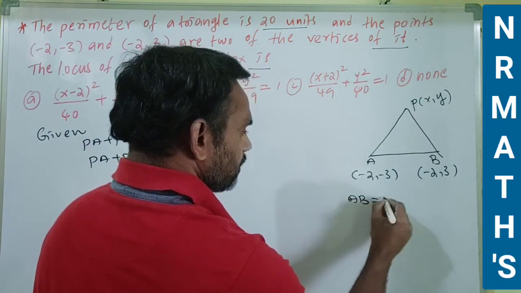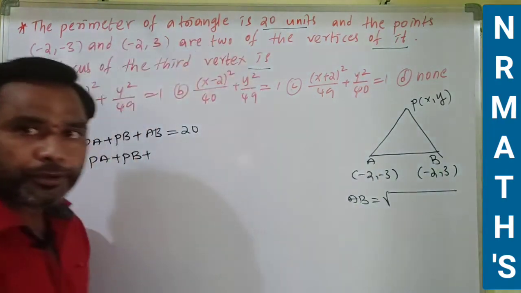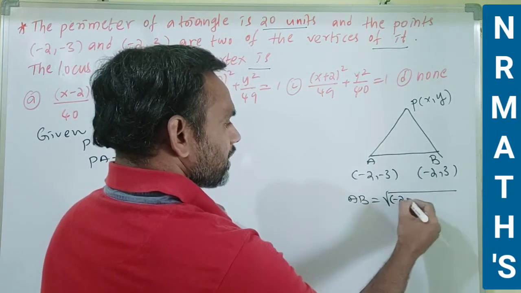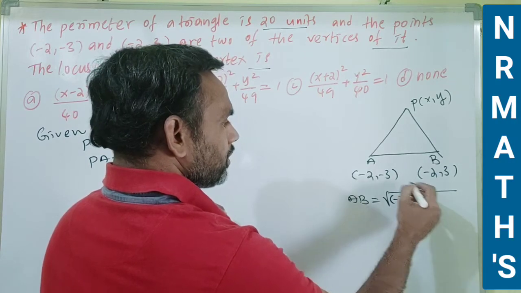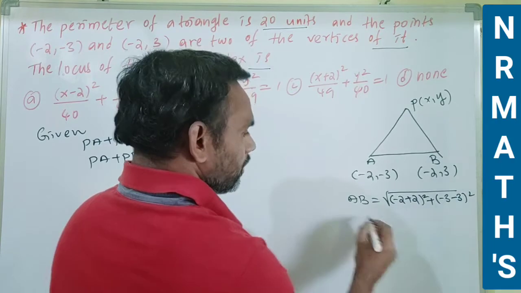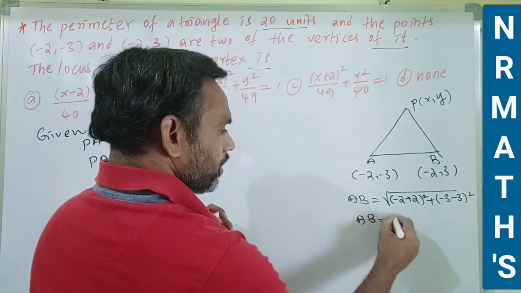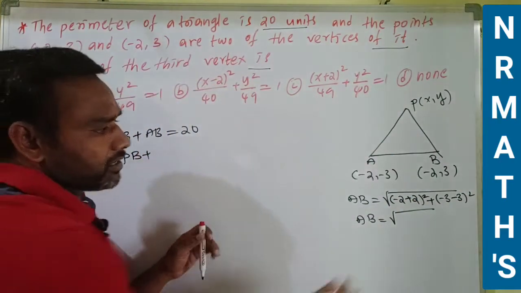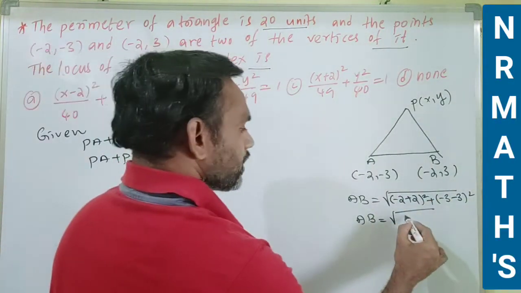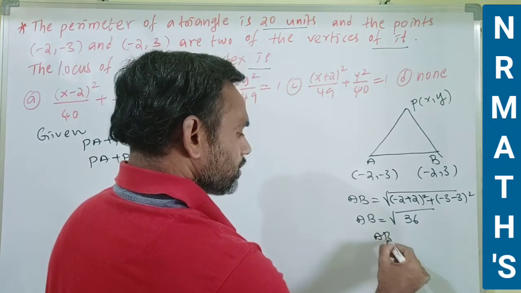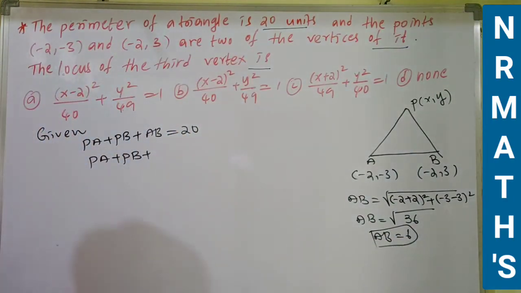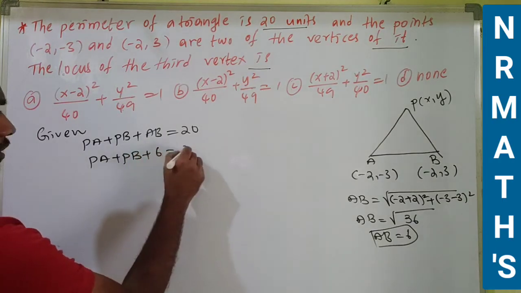AB is the distance between A and B. Now (x1 minus x2) whole square, that means (-2 plus 2) whole square, and (-3 minus 3) whole square. AB equals the square root of (-2 plus 2), the answer is 0, plus (-3 - 3) which is -6, whole square. (-6) whole square is 36. That means AB is equal to 6 only. It is the distance, so we take positive only.